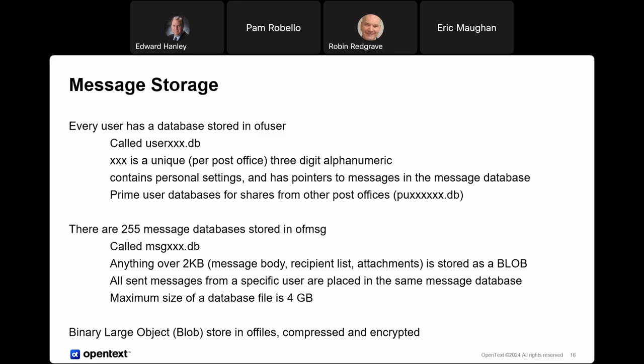And then you've got everything over 2K, which, as we said, with the body, recipient list and attachments, gets stored as a blob, a binary large object, and that's in the off files directory. They're stored in a compressed format. So if I send a 10 meg Word document, it may get stored as a 5 meg file there, and it is encrypted as well. So the administrator can't go looking at those files and just open them up on the file system to see what you've been sending.